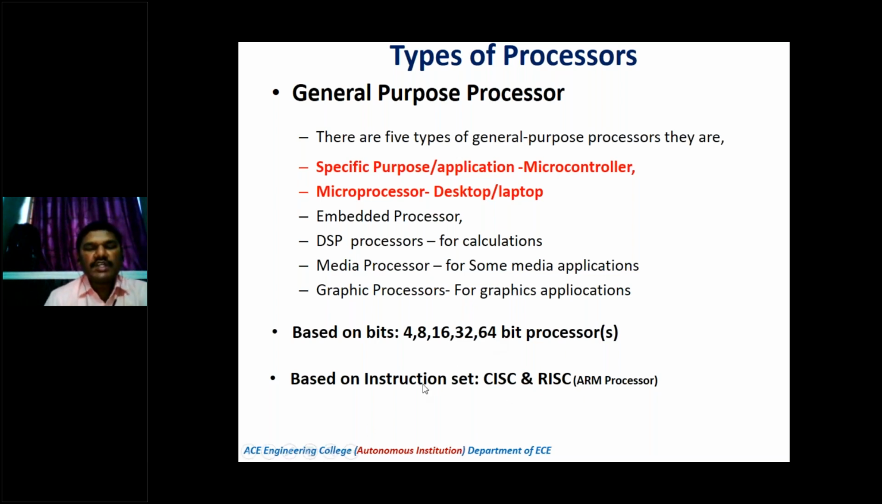And based on instruction set, we have 2 types: CISC and RISC. CISC stands for Complex Instruction Set Computer, whereas RISC stands for Reduced Instruction Set Computer. Our 4th unit is based upon the ARM processor. ARM stands for Advanced RISC Machine. There we will see completely what CISC and RISC are. Right, so these are different types of processors. Any processor we have today belongs to only these types.